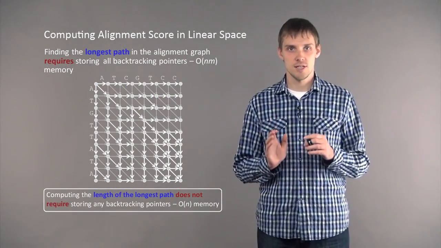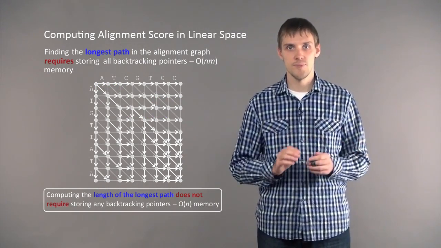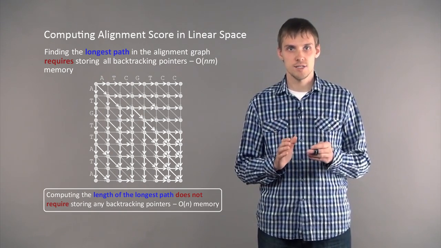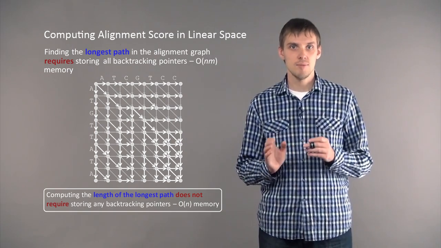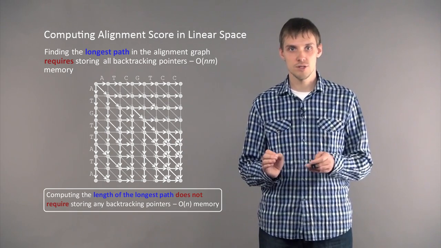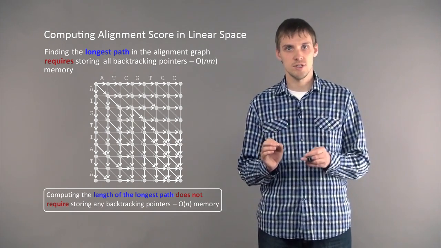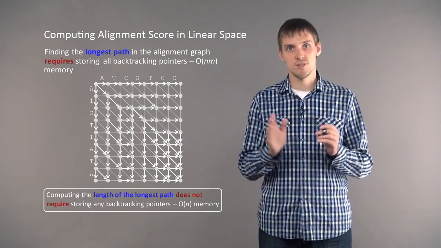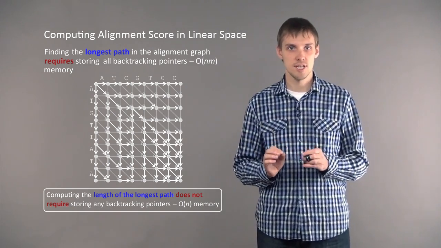Let's first discuss how to find the alignment score in linear space. Previously, we used backtracking pointers to find the longest path, and it required quadratic memory. But what if we don't need this longest path, but want to know only the score of the alignment? Can we skip storing these backtracking pointers and use less memory just to find the alignment score without the alignment itself?